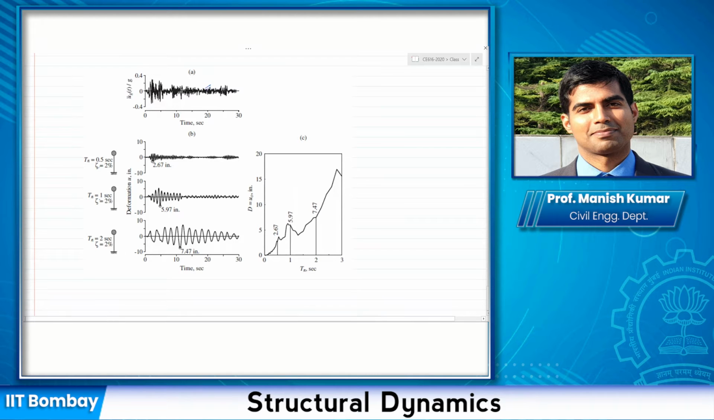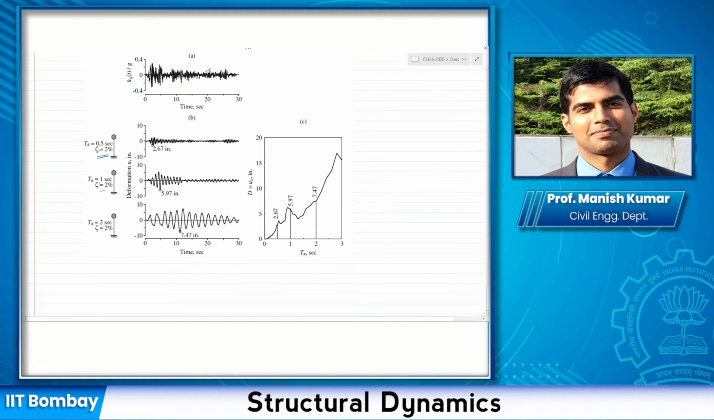Now if you plot the response subject to this ground excitation, I will get a certain response for this single degree of freedom system. Then with 1 second and 2%, I would get another displacement, and with 2 second and 2%, I would get another peak displacement. Now if I plot this peak displacement on the vertical axis, and on the horizontal axis each of these single degree of freedom systems, 0.5 second, 1 second, and 2 second, it would give me 3 points here.